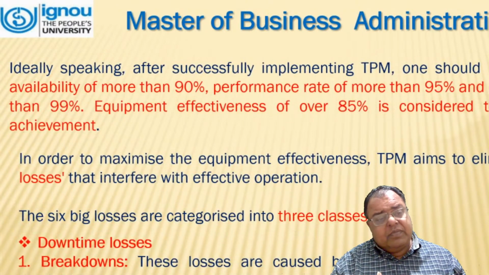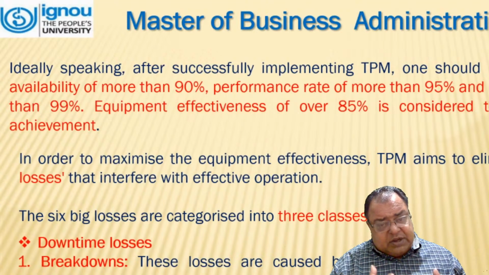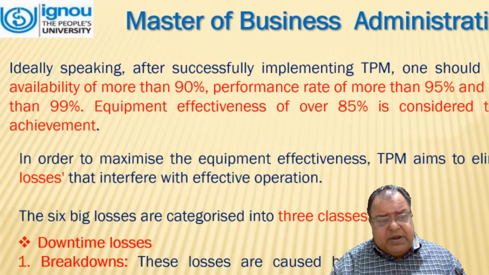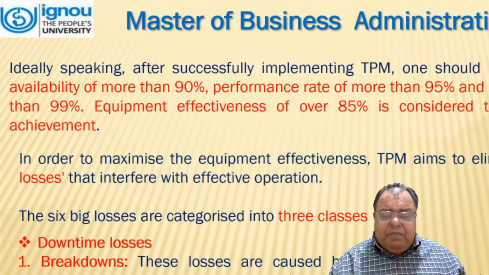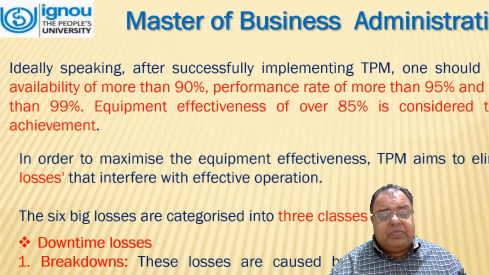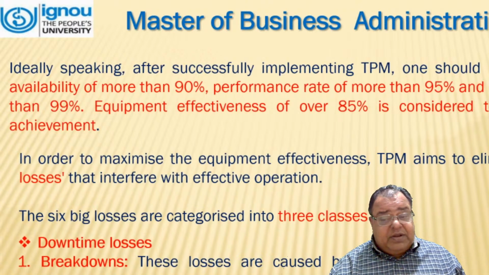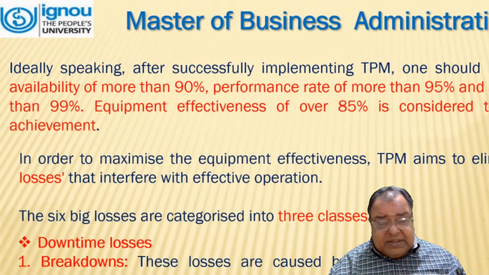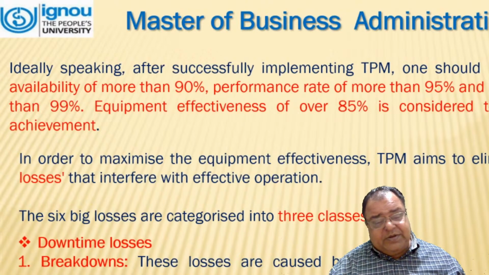Ideally speaking, after successfully implementing TPM, one should be able to achieve availability of more than 90%, performance rate of more than 95%, and quality rate of more than 99%. Equipment effectiveness of over 85% is considered to be a significant achievement. In order to maximize the equipment effectiveness, TPM aims to eliminate the six big losses that interfere with effective operations.